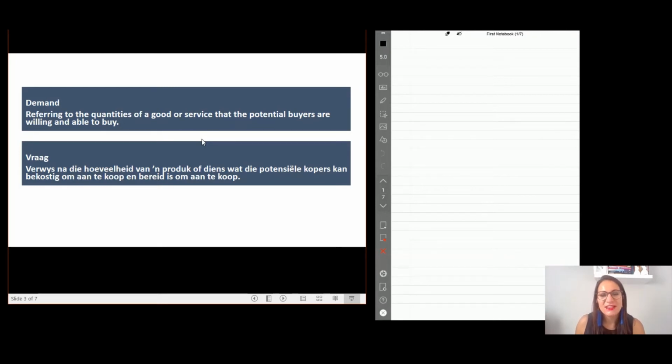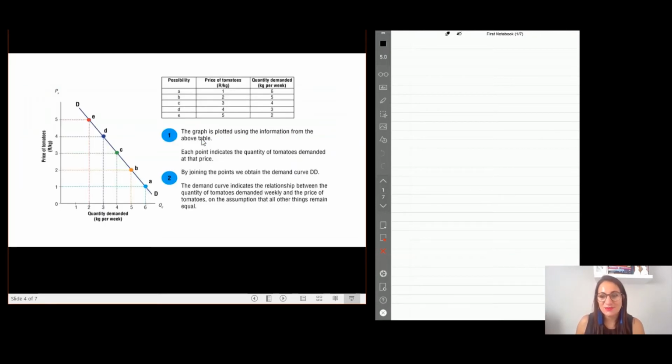So let's look at the demand curve. On a demand curve, you always have prices on your y-axis and quantities on your x-axis, and then you have your demand curve. Now you will notice that the demand curve is downward sloping. It means that it has a negative slope. This is because of the law of demand. The higher the price, the lower the quantity. The lower the price, the higher the quantity. So the cheaper the product, the more we want it.